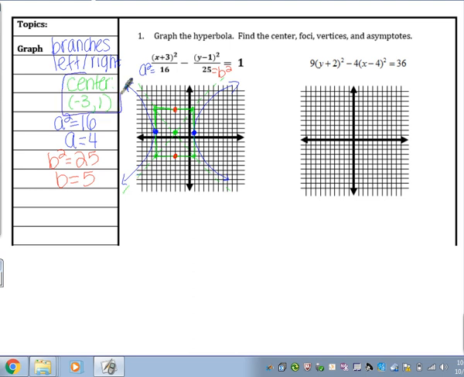We already did the center, and we have the vertices down. So let's get those down. My vertices are 1, 1, and -7, 1. Check me on that. Yes.